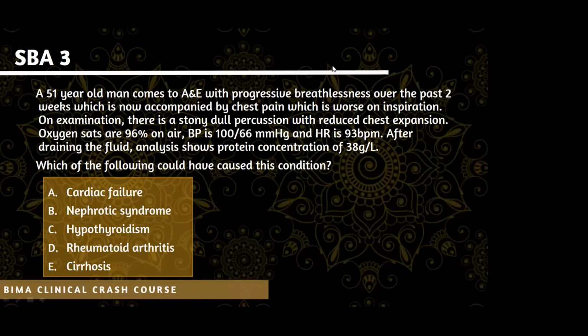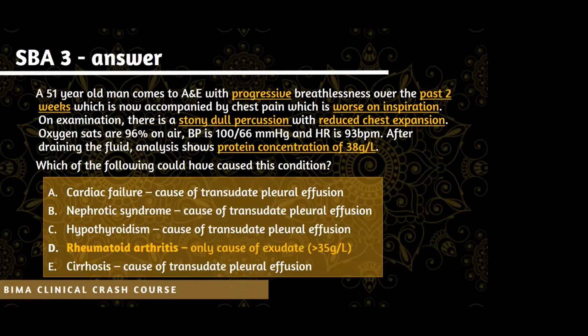Chest pain worse on inspiration, it's pleuritic. When you examine him, there's decreased chest expansion. His blood pressure is 100/66, heart rate is 93, haemodynamically unstable. And it shows a protein concentration of 38 grams per liter. Essentially, that means the fluid is an exudate, and the only cause of exudate that was here was arthritis.